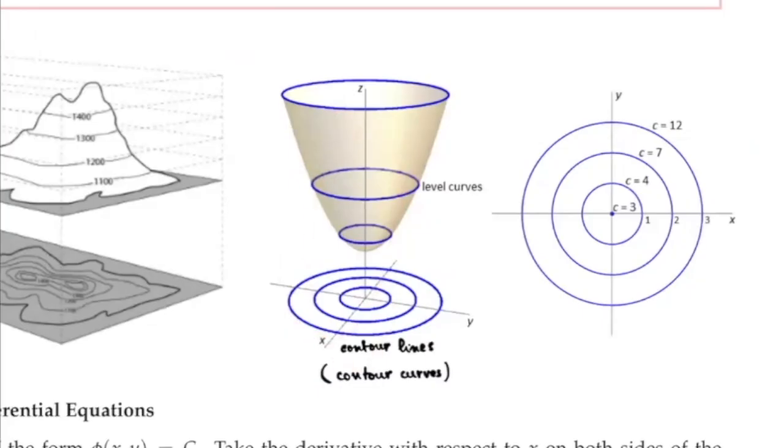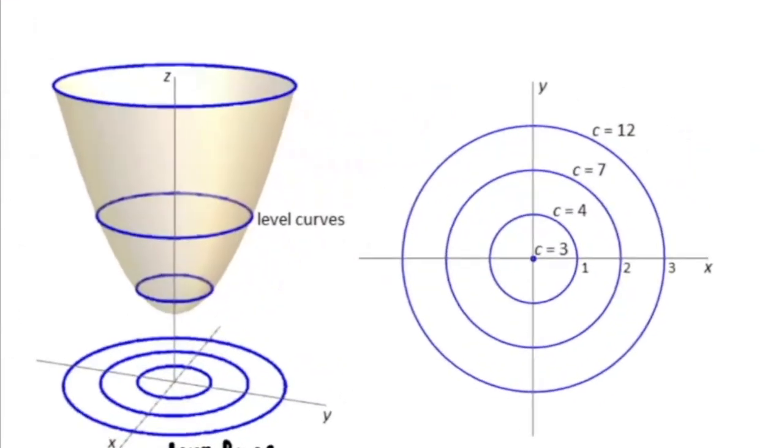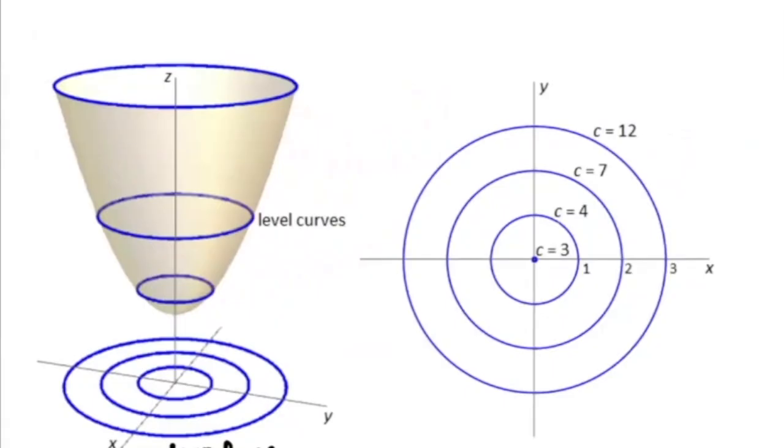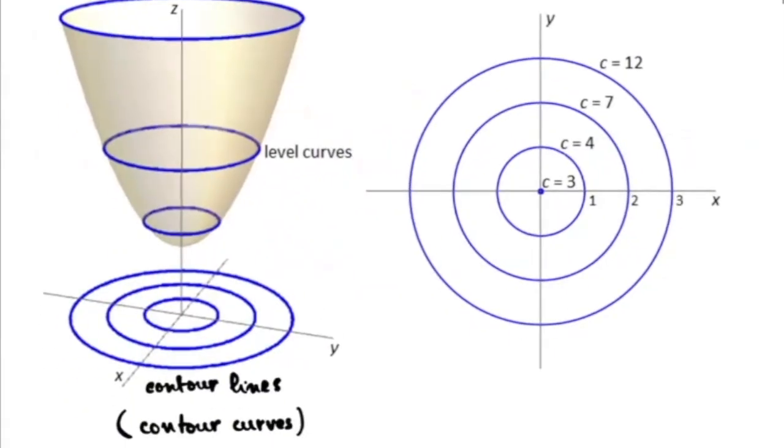Now, if you look at this graph from the top down, so z is equal to 0, you basically just look at the xy plane. This is what you're going to see in terms of the contour lines or contour curves. So all of these curves, again, are called the contour curves or contour lines.